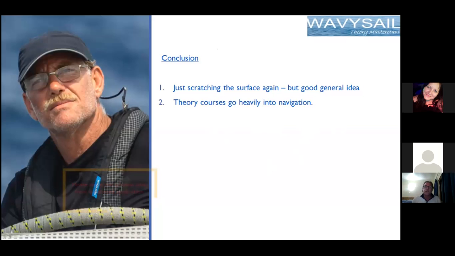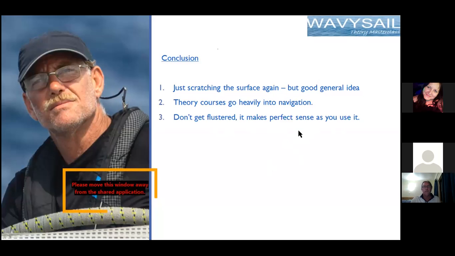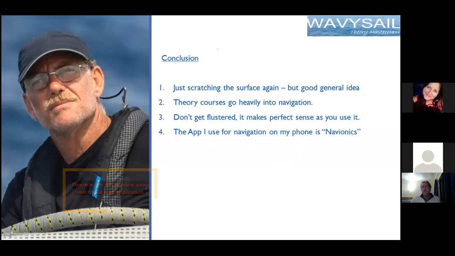If you do a sailing course, your theory courses go heavily into navigation. So understanding this basic theory will actually get you a step forward. And don't get flustered, guys. I know it looks like a lot of numbers and a lot of stuff to start with. It'll start making perfect sense once you start using it. But if you are going to start using it for navigation, the app I use on my phone is called Navionics.